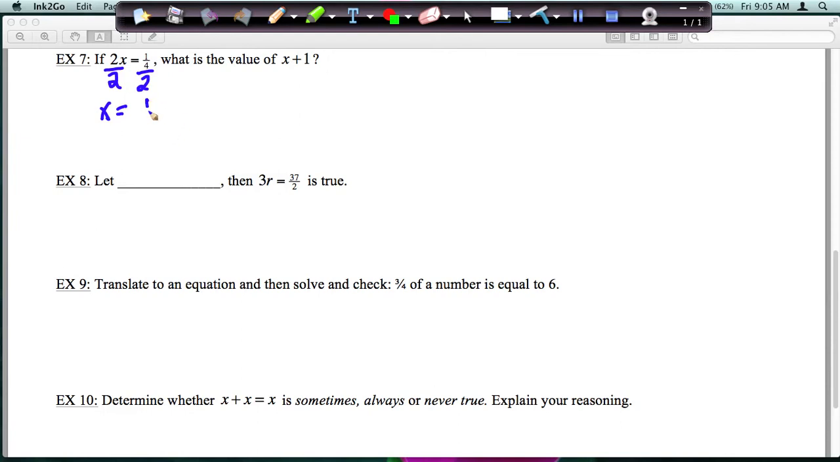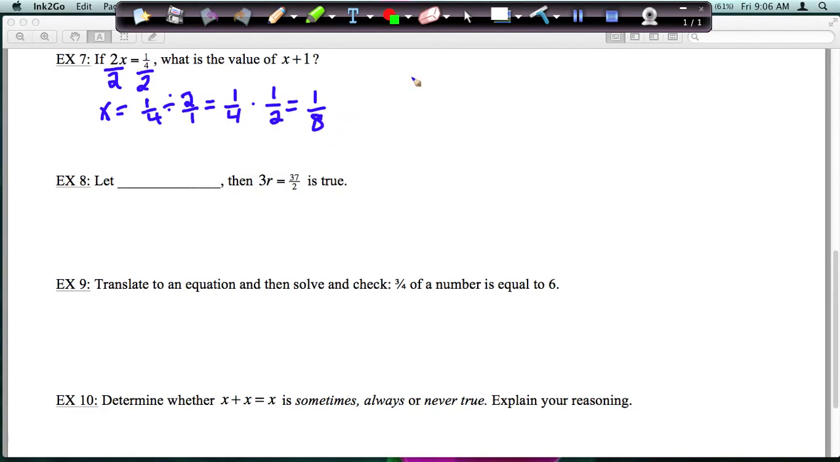1/4 divided by 2. Remember, when you're dividing, I could write this as 2 over 1. That's the same thing as 2. When you're dividing fractions, you're multiplying by the reciprocal. That's what division of fractions is. You change the division sign to multiplication, you flip the second fraction. You also can just put this into your calculator, 1/4 divided by 2, and your calculator should give you 1/8 as your answer. So x is 1/8.